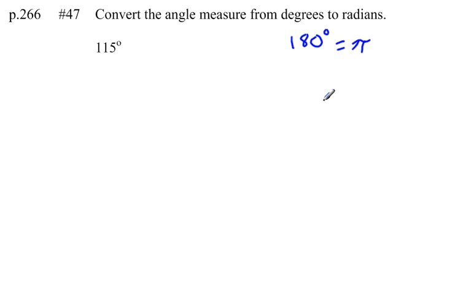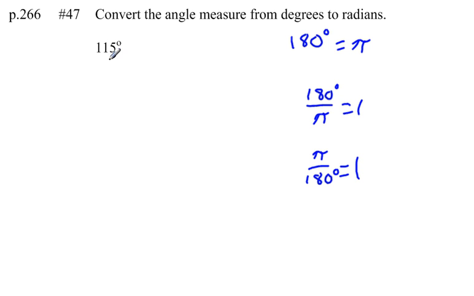Now, since these two quantities are equal, let's think of a couple different fractions here. 180 degrees over pi radians is equal to 1. Likewise, pi radians over 180 degrees is also equal to 1. These are equal to 1 because both quantities are equal. We have something over an equal quantity that's equal to 1. Now, we know that we can multiply anything by 1 without changing the quantity itself.